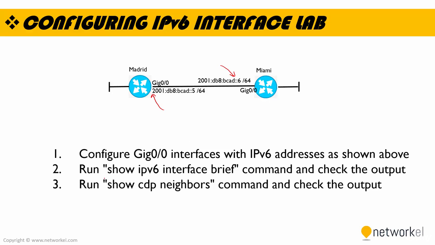In the second step, we need to run the show ipv6 interface brief command and check the output. And in the last step, we need to check the show cdp neighbors command. And okay, let's go. We have Madrid and Miami again.